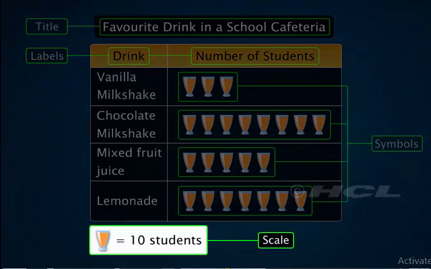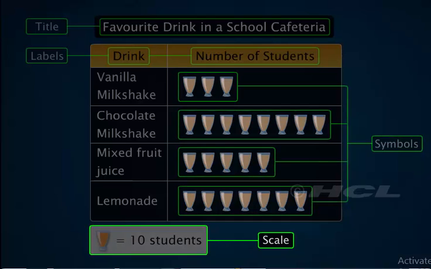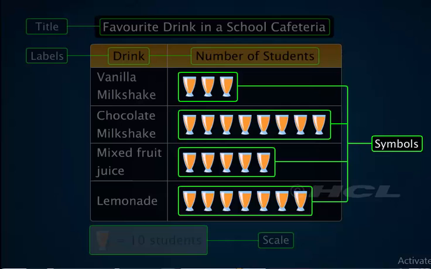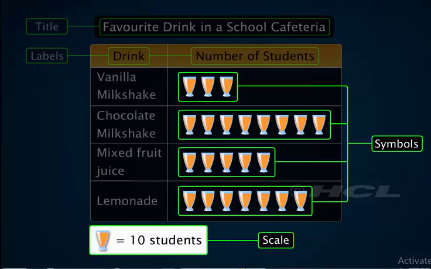Next, let's consider the scale, another important part of a pictograph. The scale indicates the number of units each symbol or picture represents. For example, the scale in this pictograph indicates that each symbol represents 10 students. Finally, a pictograph should contain pictures or symbols. Each symbol represents the number of units defined in the scale. For example, in this pictograph, one symbol represents 10 students. So, the number of students who favor vanilla milkshake is 30.